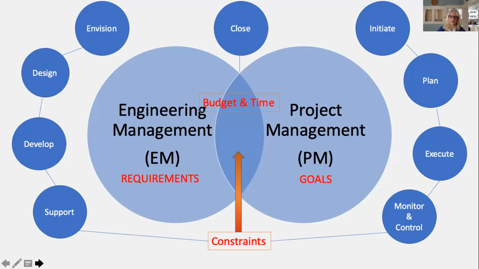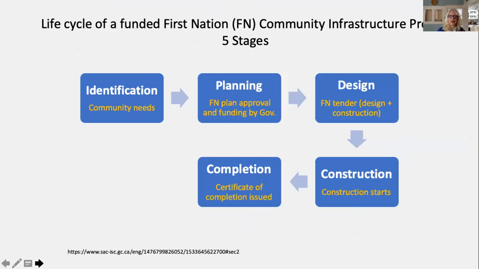Okay, let me very briefly just point out that the life cycle of funded First Nations community infrastructure projects goes through 5 stages. But what we are not seeing is the feedback mechanism to identification of the community needs. In other words, how does the project in the end actually meet the community needs?